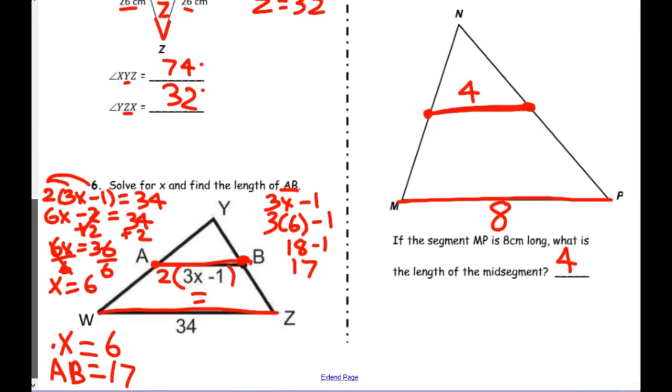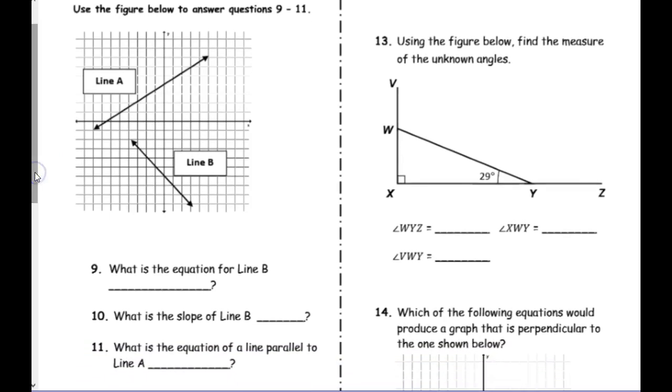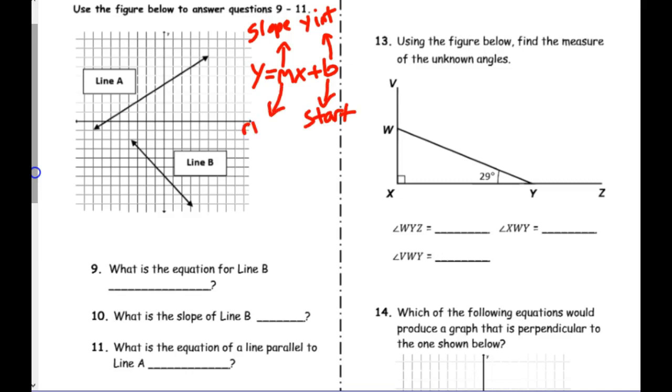Alright, that was it for this page. Next one. Use the figure below to answer questions 9 through 11. What is the equation for line B? So we got to remember, y equals mx plus b. M is the slope. B is the y-intercept. Okay? So B is where you start, and then the M is the rise over run.